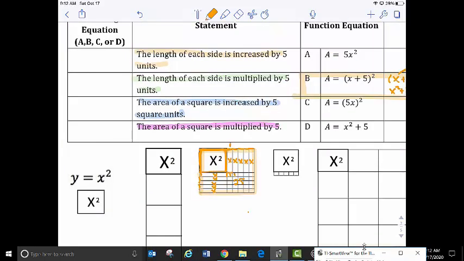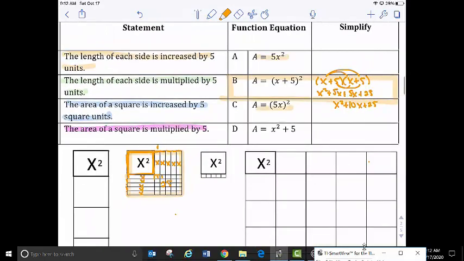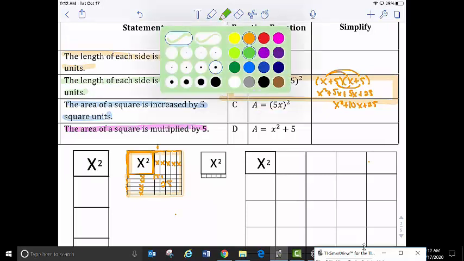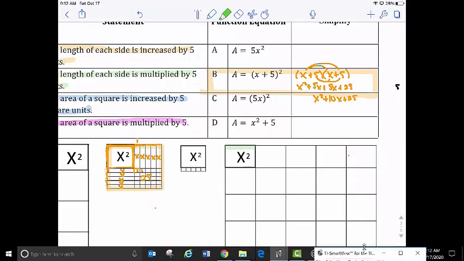The next one says the length of each side is multiplied by 5. Okay, so that would actually be either this one or this one. And if you think about it, we want the side multiplied by 5. So it's just going to be the x of the inside. So it's going to be this one. We have a length of x, but it's 5 times longer.